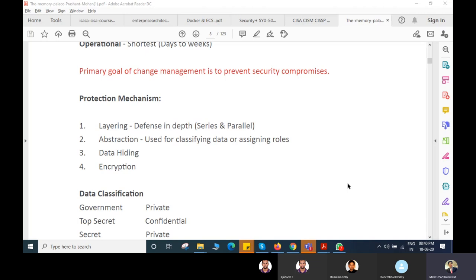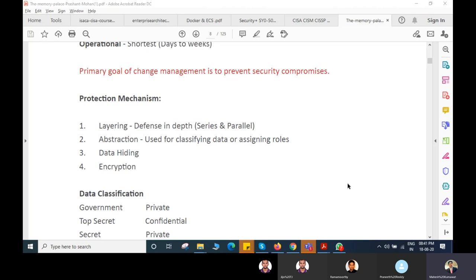Okay, we have some abstraction layers, which we use for classifying data or assigning rules. We have four layers where the data will be going, the upper layers or lower layers. We have separate slides for this, and you will understand it in a much better way. Data hiding: we are going to do data hiding and encryption. We have different encryption algorithms: SHA-256, 3DES, AES.